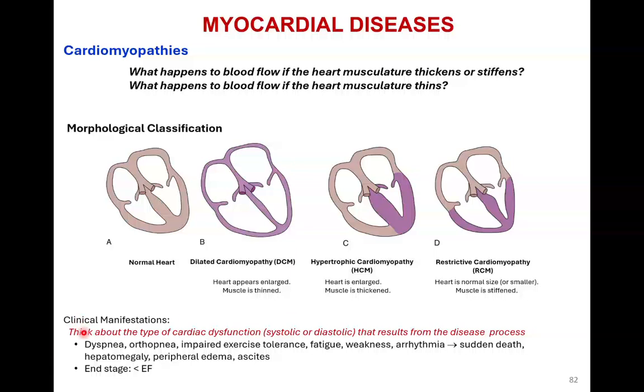Again, I've listed some of the signs and symptoms here: dyspnea, orthopnea, impaired exercise tolerance, etc. Most of them you can track back to either valve disease or heart failure to see how they develop. Dyspnea and orthopnea are always going to be a result of pulmonary edema. Fatigue is always going to be a result of an impairment of cardiac output. So I'm not going to go over them again.